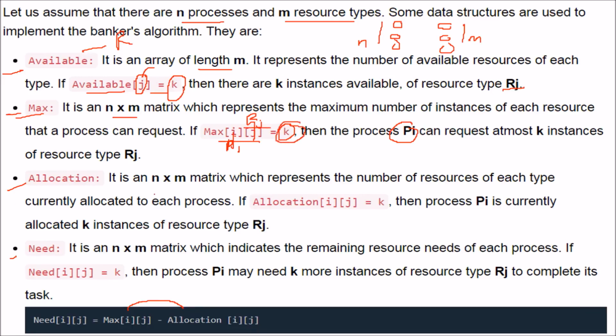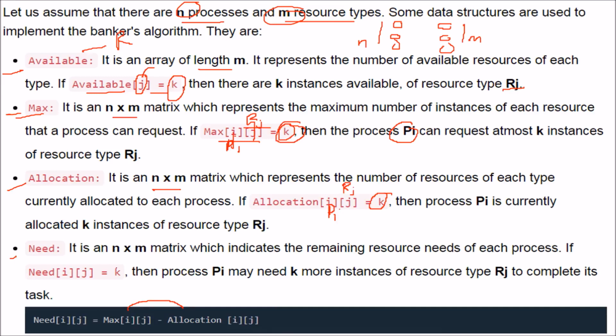Allocation. If you have an n by m matrix, n processes and m resources, it represents the number of resources of each type currently allocated to each process. Now allocation[i][j] = k means Pi is allocated k instances of Rj, right?